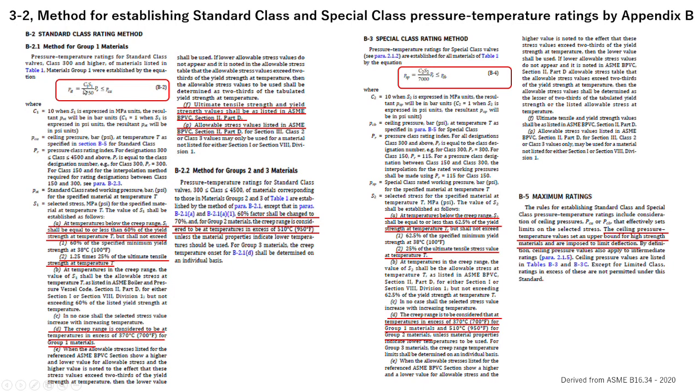And C1 is a coefficient. Usually we assign 10 when S1, the selected stress, is expressed in megapascal units. So we usually use megapascal units, so we use C1 equal 10. S1 is the selected stress. This is a very important factor for determining the working pressure.